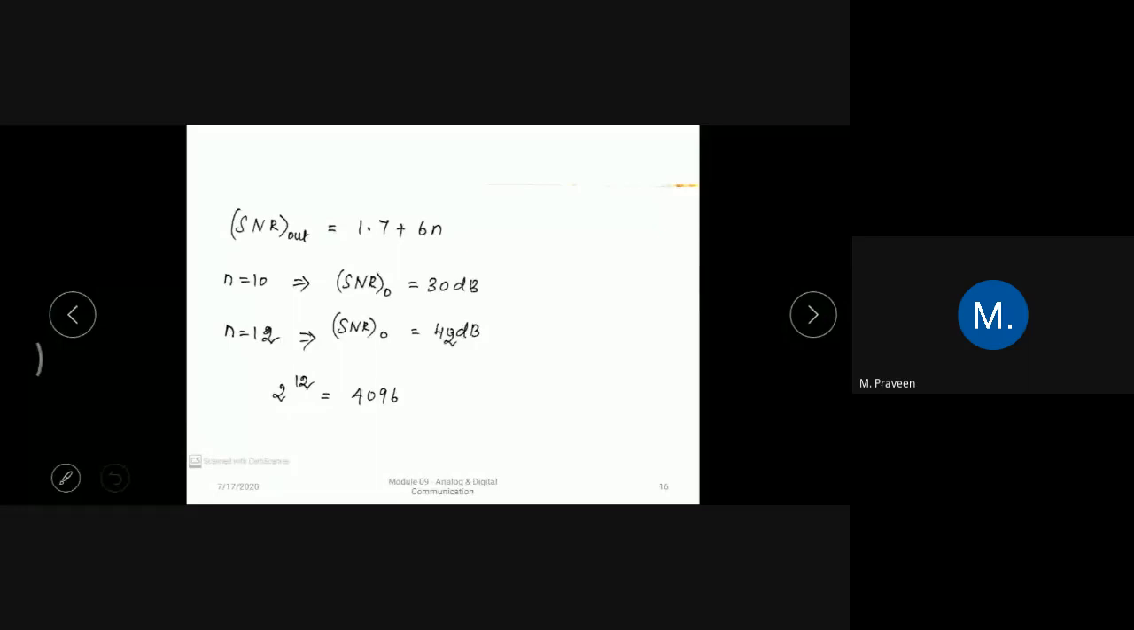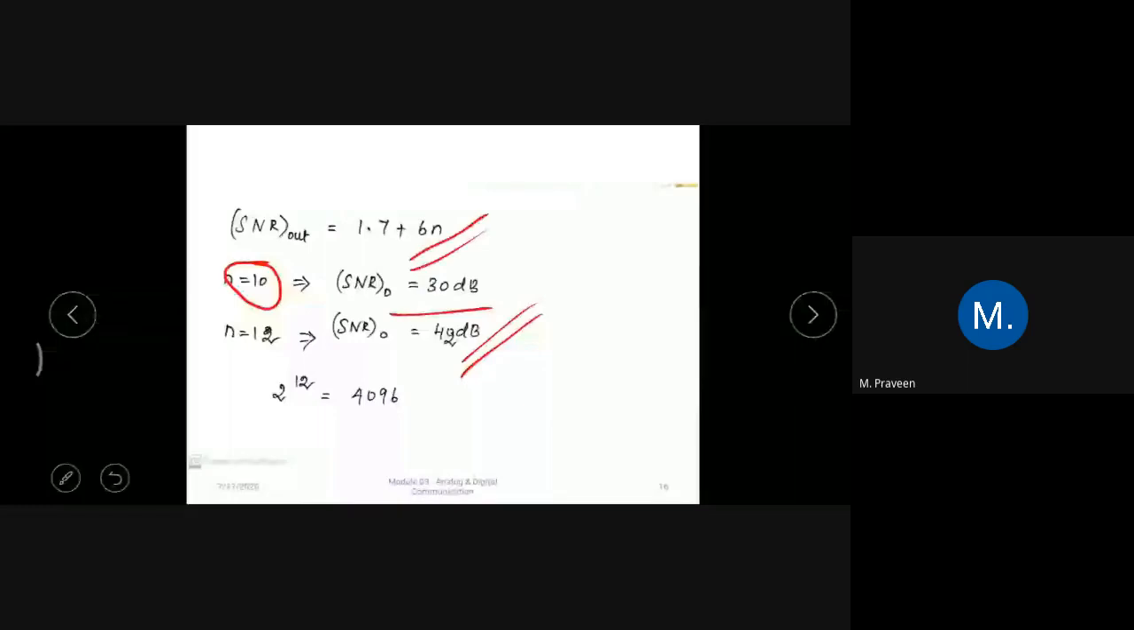Now for PCM, pulse code modulation, the signal to noise ratio in terms of dB is given as 1.7 plus 6n. It's a very important formula, that is in terms of dB alone. Now they mention for n equal to 10, that is for 10-bit quantization, the SNR is 30 dB. Now I am expecting to achieve 42 dB. So what must my quantization levels be? Now we are going to find the value of n.